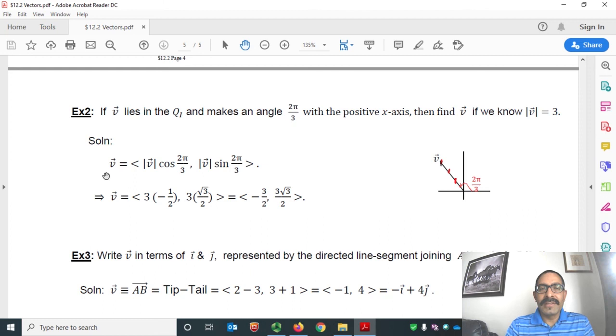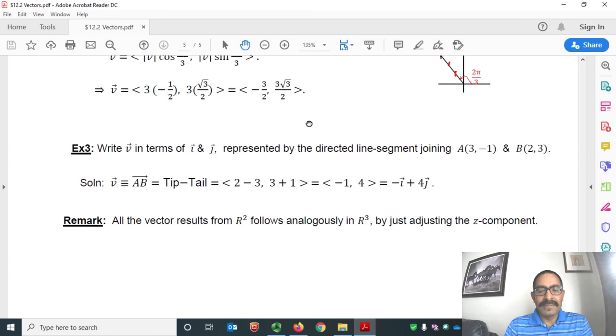So let's begin the solution. Vector v equals magnitude of v cosine theta comma magnitude of v sine theta. Theta is 2 pi over 3, and we know the magnitude of v is 3. Let's put those values here. We know cosine 2 pi over 3 is minus 1/2. Sine 2 pi over 3 is radical 3 over 2. So the required vector is negative 3/2 comma 3 radical 3 over 2. These are the components of this vector v. Awesome. Now let's move on.